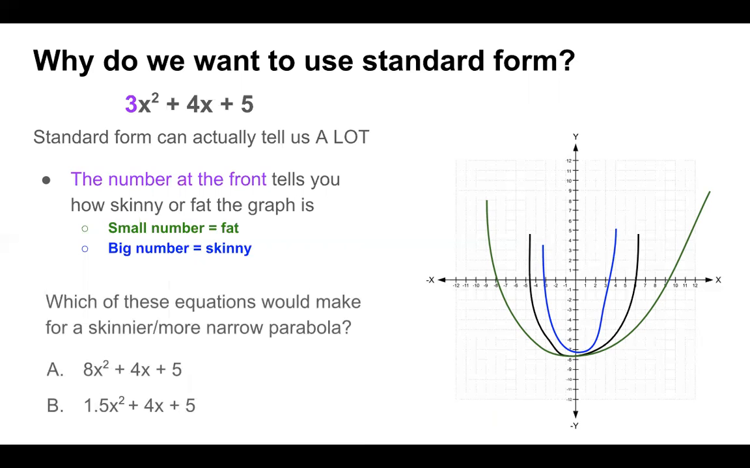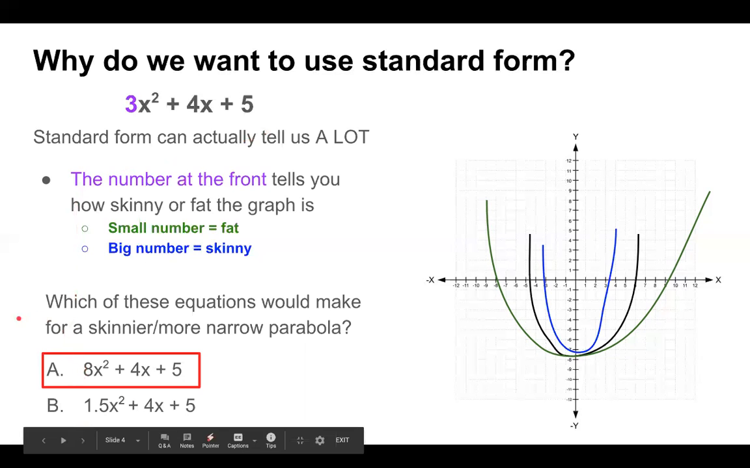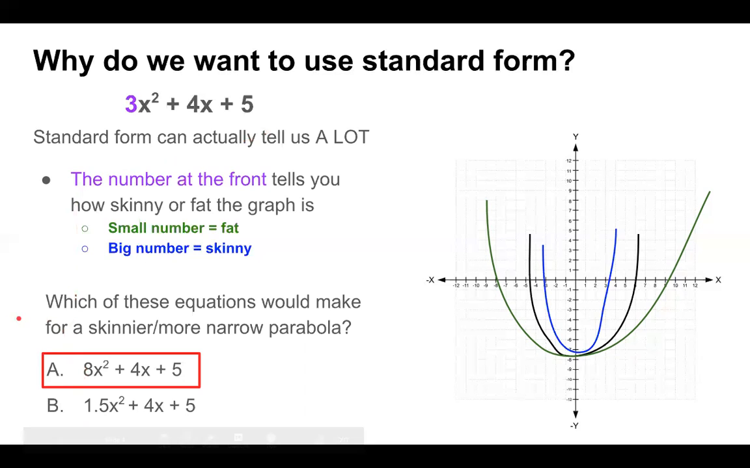So, quick question, which of these equations would make for a skinnier or a more narrow parabola? Would it be A or would it be B? Pause the video now if you want a little extra time to solve this for yourself. If you're ready to go, A is the correct answer. The larger that front number is, that 8 is larger than 1.5. So if 8 is bigger, it must be skinnier or narrower.